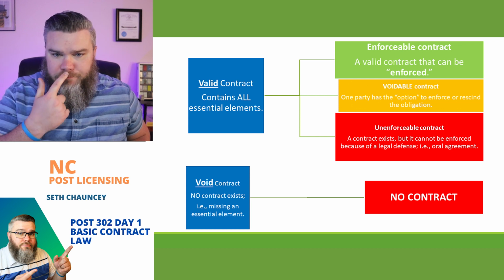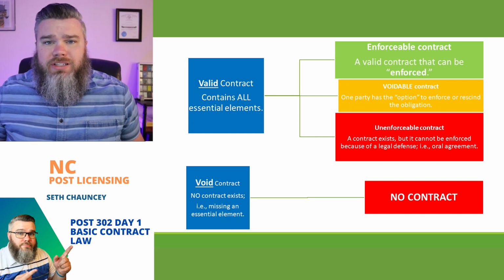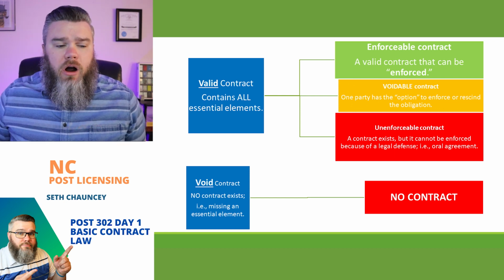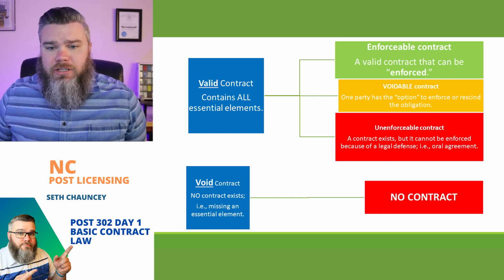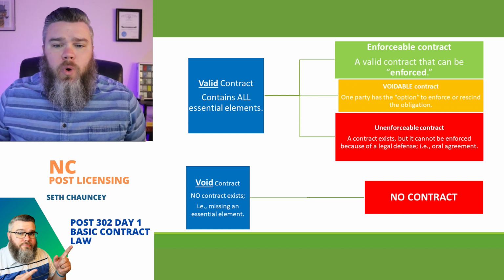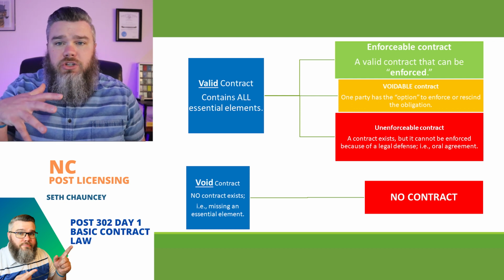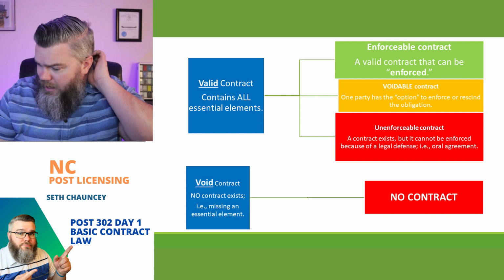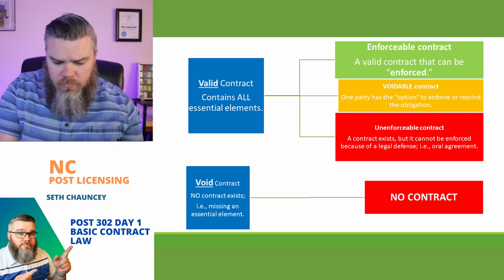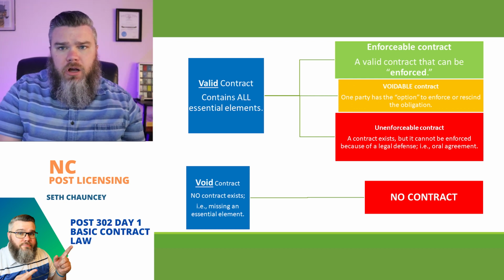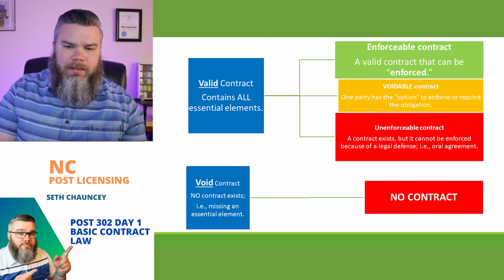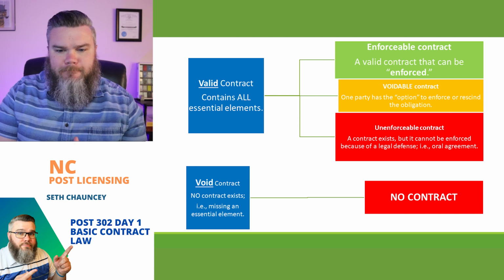But here's the problem. In North Carolina, our statute of frauds states that contracts for the sale of real property are not enforceable in a court of law unless they're in writing. And that is why you can have a valid contract that is unenforceable. It contains all the essential elements under basic contract law. But let's say that Dale and I agree for me to buy his house for $800,000. And then on the day of closing, he calls me up. He's like, Seth, I'm at the attorney's office. Where are you at? And I said, oh, Dale, I changed my mind. I'm sorry, I'm not going to buy your house.